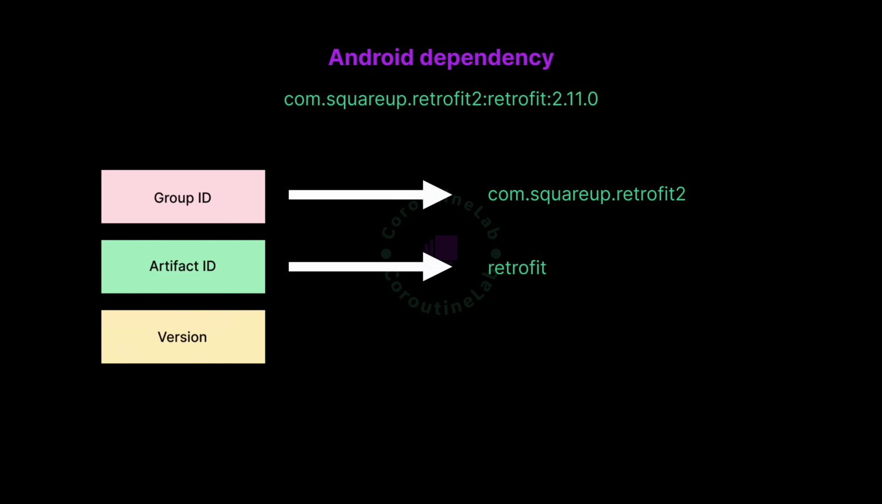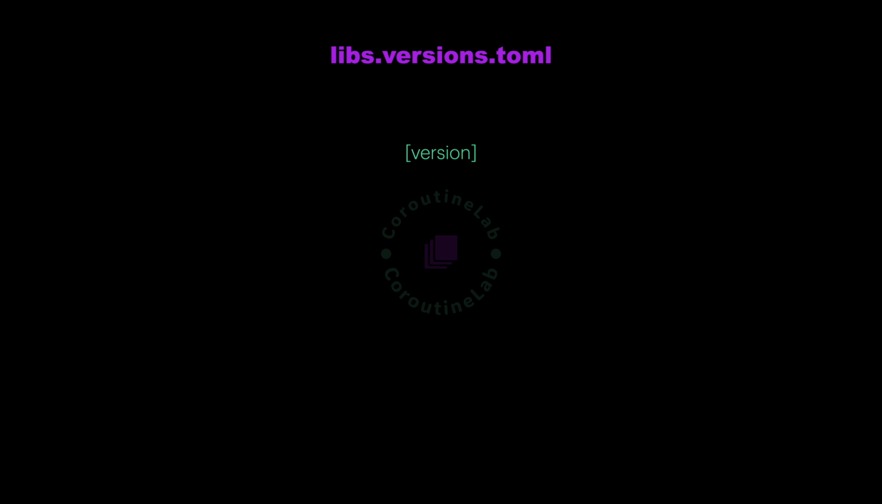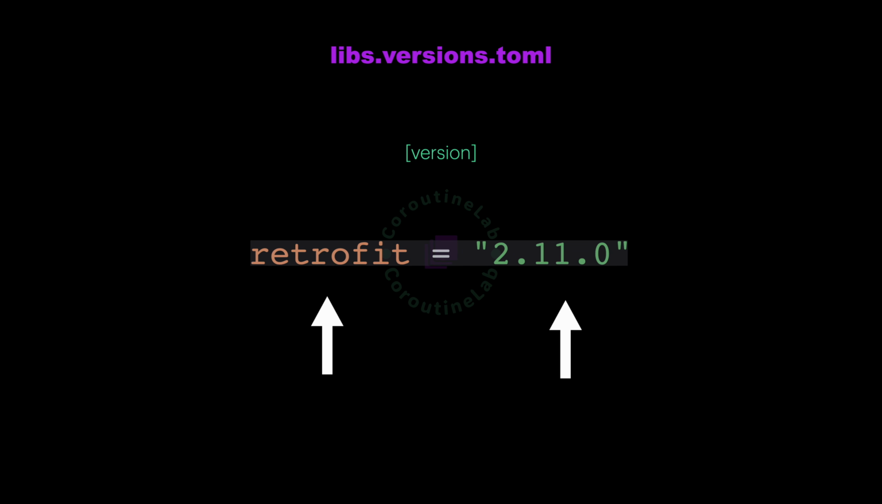The artifact ID is the name retrofit after that, which is the name of the specific library or module you're using from the group. And finally, we have the version, which is the last stable release of the dependency. For example, you would put 2.11.0 under the versions block and assign it a reference variable.